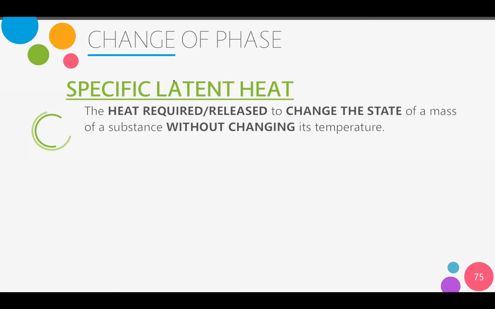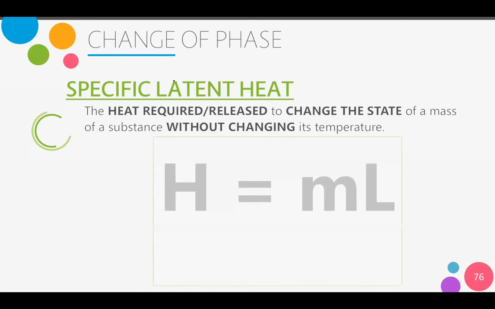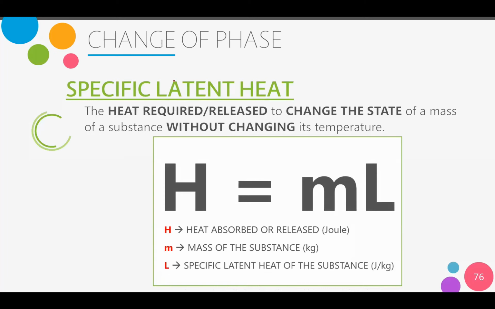So paano natin malalaman ang value ng heat energy it absorbs or the heat energy it released if we cannot use the equation that we discussed kanina? So to do that, we will use the equation for the specific latent heat. So the equation for specific latent heat is equal to, M times L. So heat is equal to M times L, where H is the heat absorbed or heat released, M is the mass, and L is the specific latent heat of the substance.